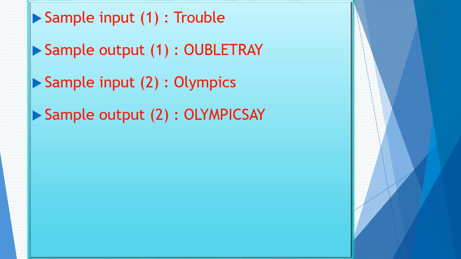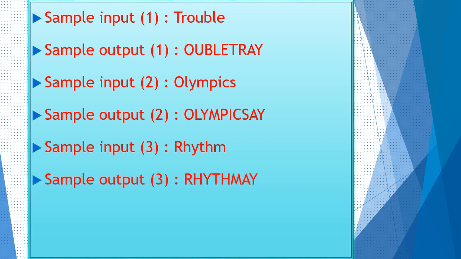And suppose we input a word where there is no vowel. For example, in the input word rhythm, there is no vowel. In this case, as we have seen in the previous case, AY will be added at the end. So the output will be rhythm AY. Okay. So these are the sample inputs and outputs for converting a word into Pig Latin.